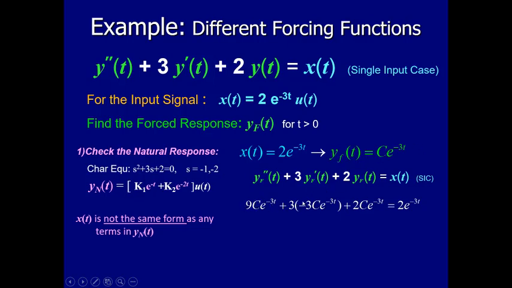The first derivative is minus 3c e to the minus 3t, multiplied by the 3 coefficient from the differential equation, plus 2c e to the minus 3t for the linear term, and set that equal to the actual input, 2e to the minus 3t. Solving this equation, we see that 2c equals 2, so c must be 1, and our forced response is 1 times e to the minus 3t u of t. Same form as the forcing function with a different coefficient out in front.